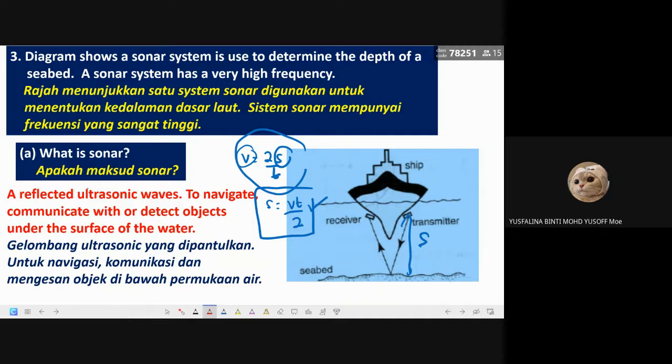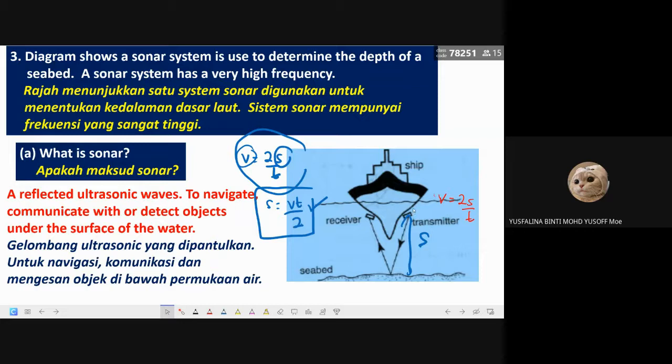This is the ship. It has a transmitter that transmits the ultrasonic wave to the seabed. After it hits the seabed, of course there will be a reflection, so it will be reflected back and reach the receiver here. Then how do they know the depth of the water? They use this formula, v equals 2s over t. They already know the velocity of the ultrasonic wave when they transmit, and then they take the time only. So what is the time taken?